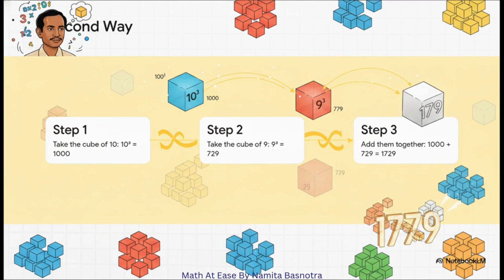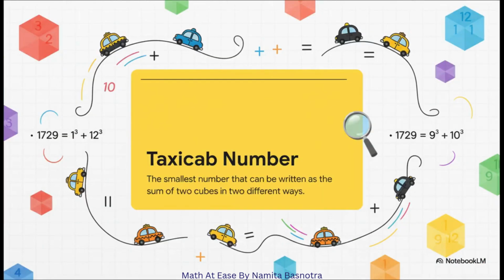He knew instantly that there was another way. 10 cubed is 1,000. 9 cubed is 729. And if you add those two together, you also get 1729. It is the smallest number that can be expressed as the sum of two cubes in two different ways. And because of this story, numbers like this are now officially known as taxicab numbers. 1729 is the very first one, the smallest number that can be formed by adding two cubes in two different ways. It's just a beautiful tribute to a moment of pure mathematical insight.